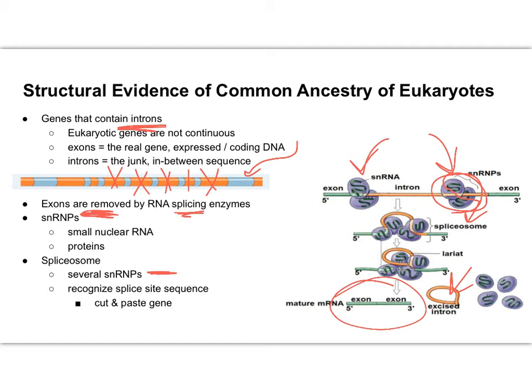And if we think back to RNA processing, that's one of the ways that we can get different products from the same gene, right? The different ways that we splice the exons together. And this is how it's done with these SNRPs and spliceosomes.